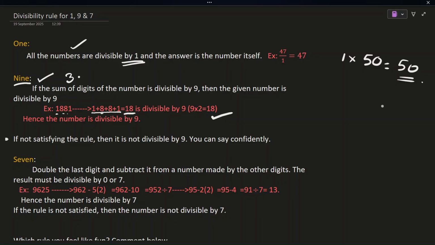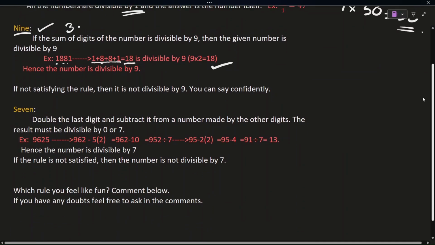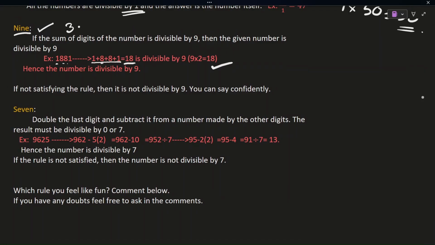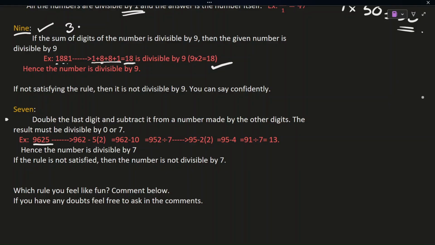You can say it confidently. 7 is the last one I'm going to teach you, so you have to watch carefully. For 7: double the last digit and subtract it from the number made by the other digits. See this number, 9625. The result must be divisible by 0 or 7.